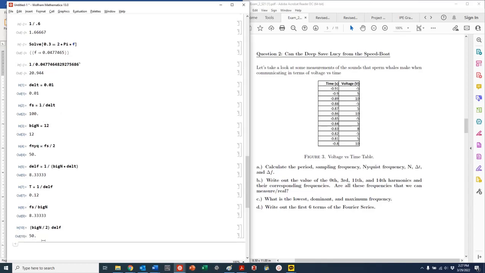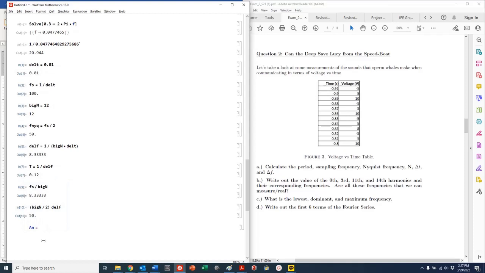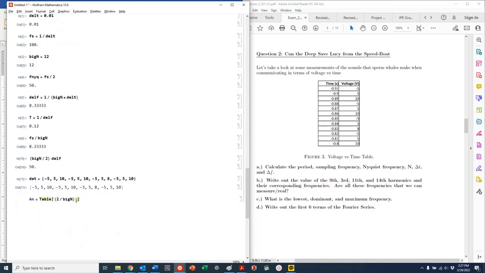So to calculate my A sub n, I'm going to do a table of 2 divided by big N times, let's go ahead, I need to do a table. First off, I need to create my data. So my data is -5, 5, 10, -5, 5, 10, -5, 5, 8, -5, 5, and 10. So that's my data. So big N, and I need to do a table here.